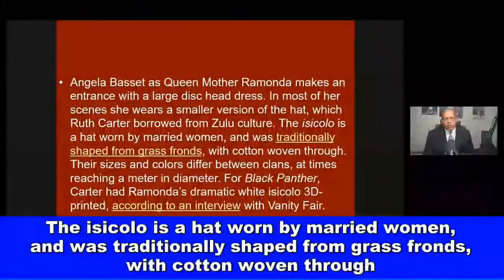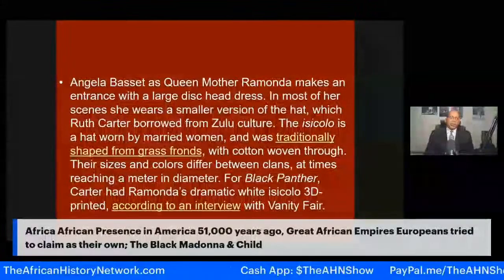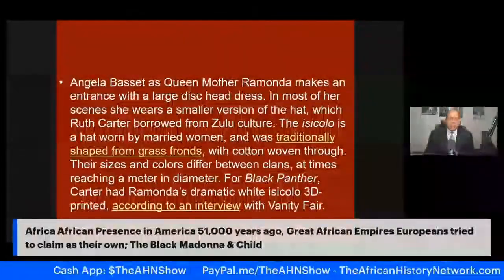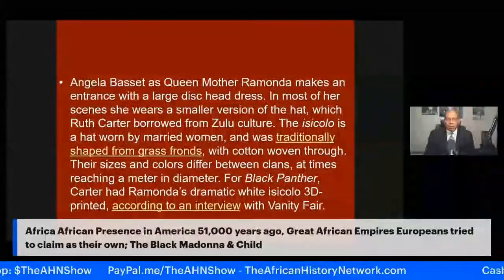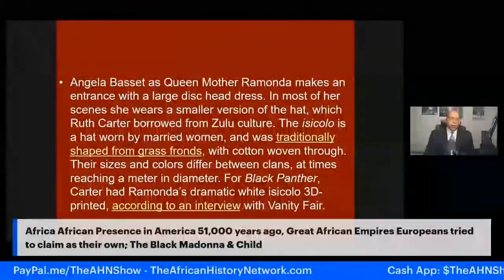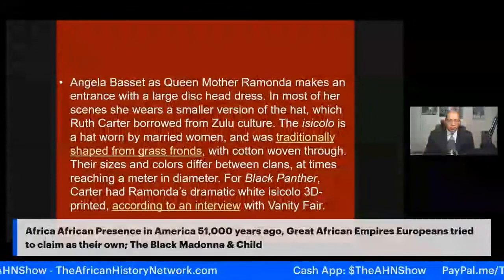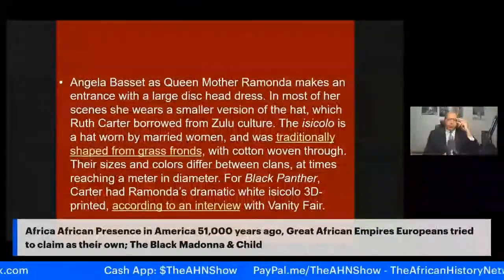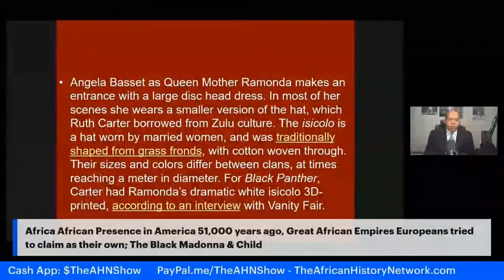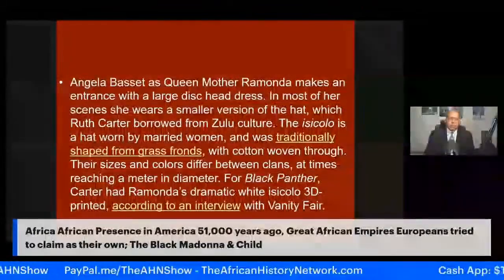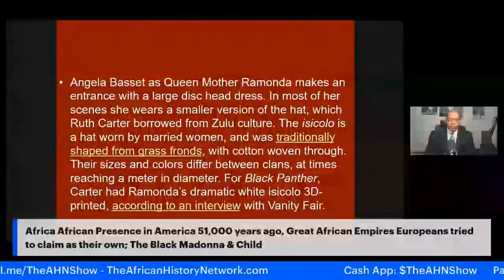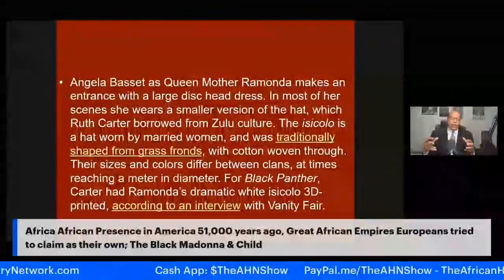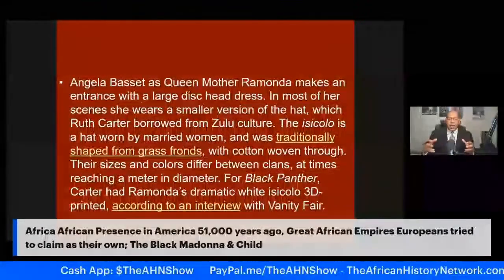Angela Bassett as Queen Mother Ramonda makes an entrance with a large disc headdress. In most of her scenes, she wears a smaller version of the hat, which Ruth Carter borrowed from Zulu culture. The Isicolo is a hat worn by married women and was traditionally shaped from grass fronds with cotton woven through. Their sizes and colors differ between clans, at times reaching a meter in diameter.